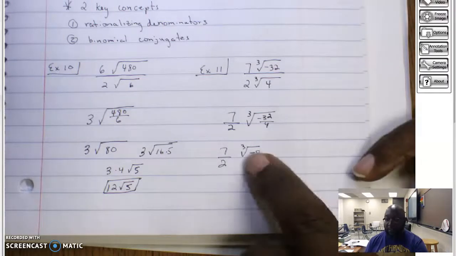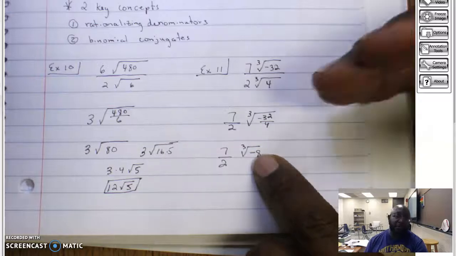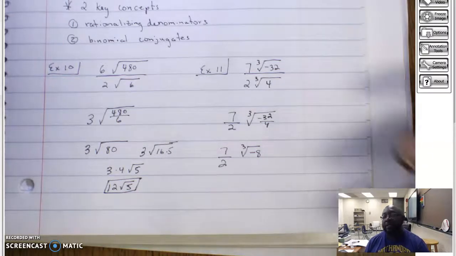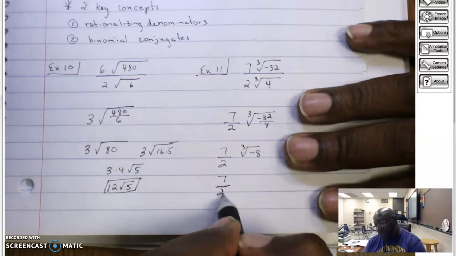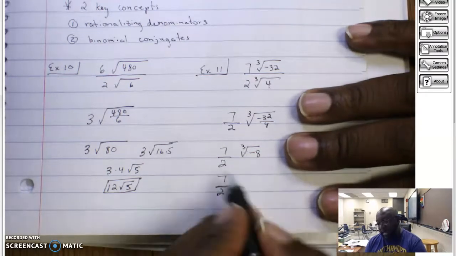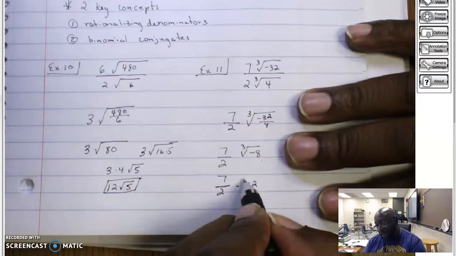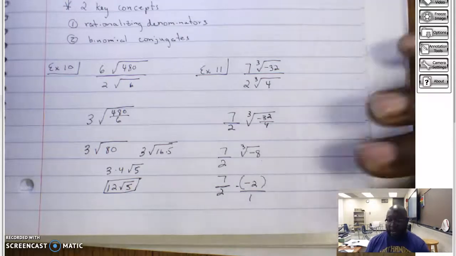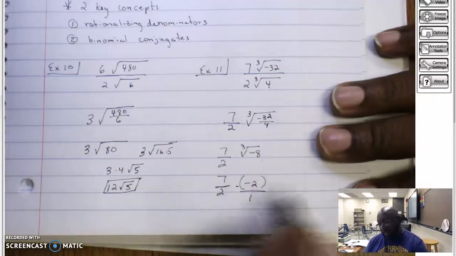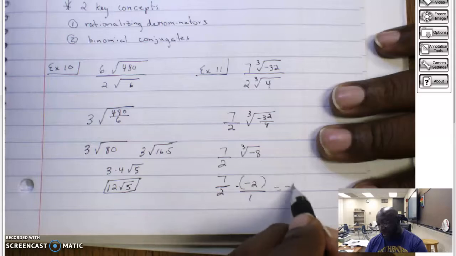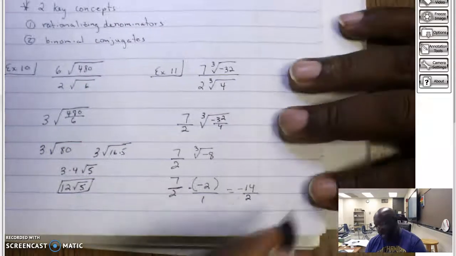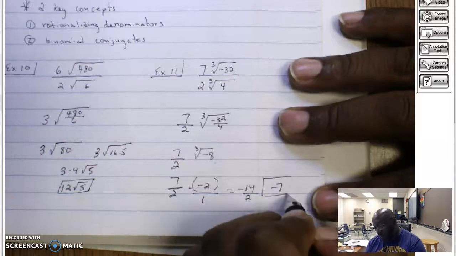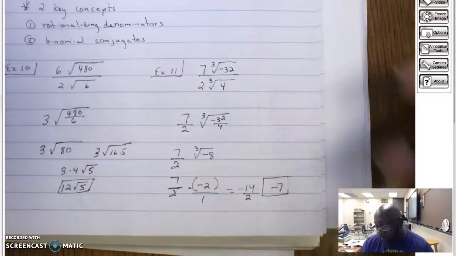And the root for this will be negative 2. Because negative 2 times negative 2 times negative 2 is going to give me negative 8. So 7 halves times the cube root of negative 8, which is negative 2. And y'all know we talked about making that a fraction. We can get rid of some things, or we can make this negative 14 over 2, which just comes out to be negative 7. Okay, so easy peasy, moving right along.